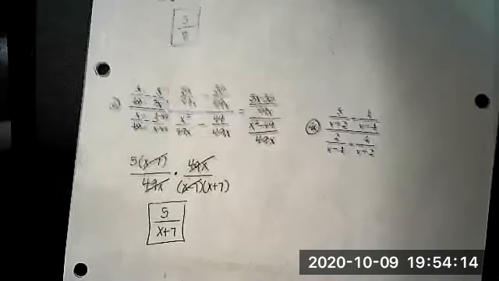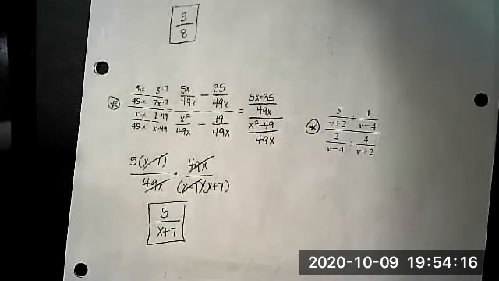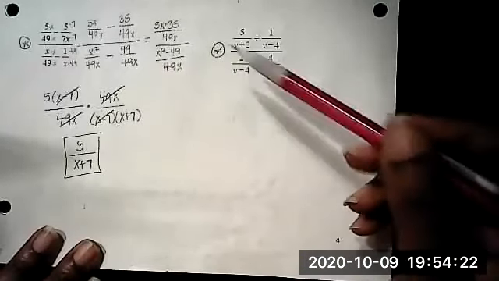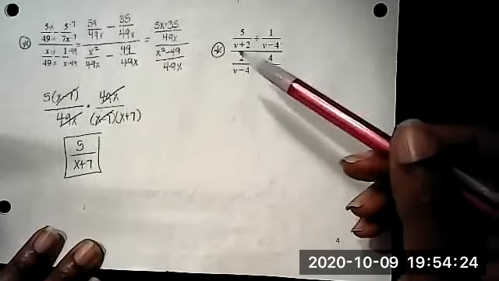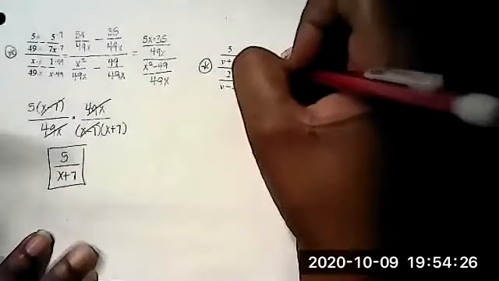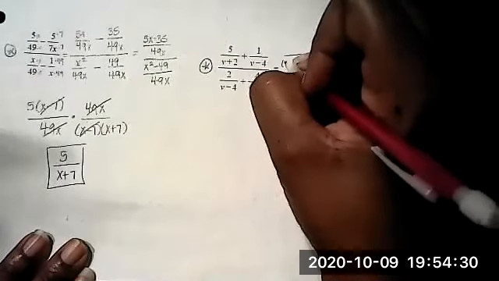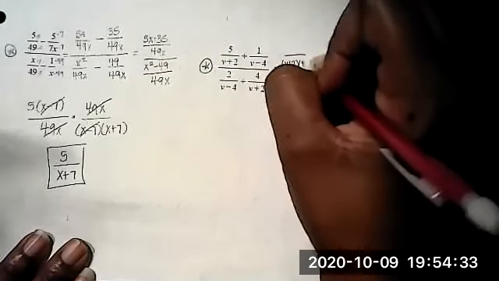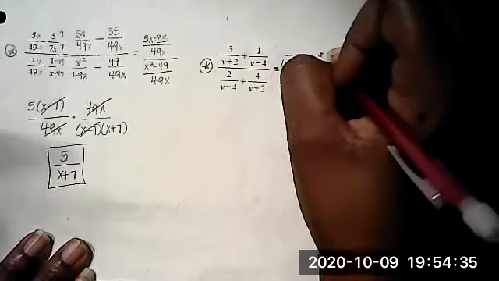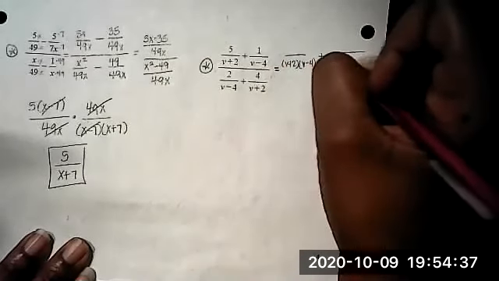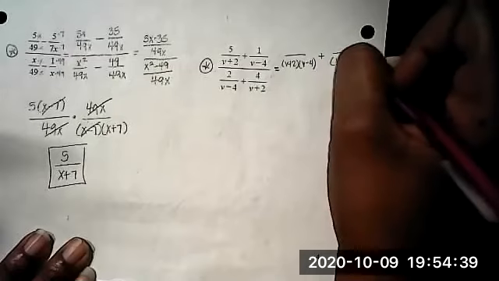All right. All right, let's do it again. So we have here, if you're seeing here, what is our LCD? Least common denominator? It looks like v plus 2 and v minus 4. Okay, that is it. V plus 2, v minus 4.